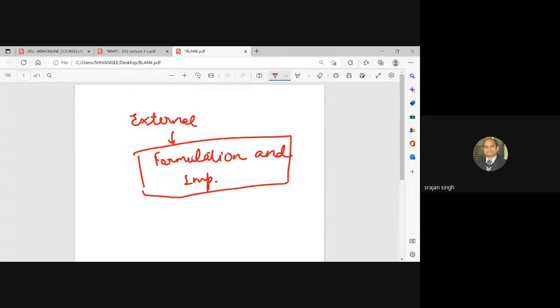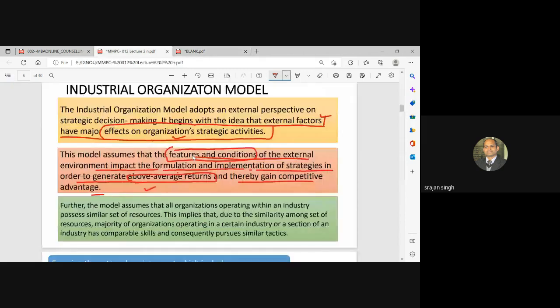Now, the second thing: if there is an industry and a number of firms are present in that industry, then all the firms will obviously have a similar kind of external environment. And if they are facing the same kind of external environment, then the strategies or challenges will also be the same.